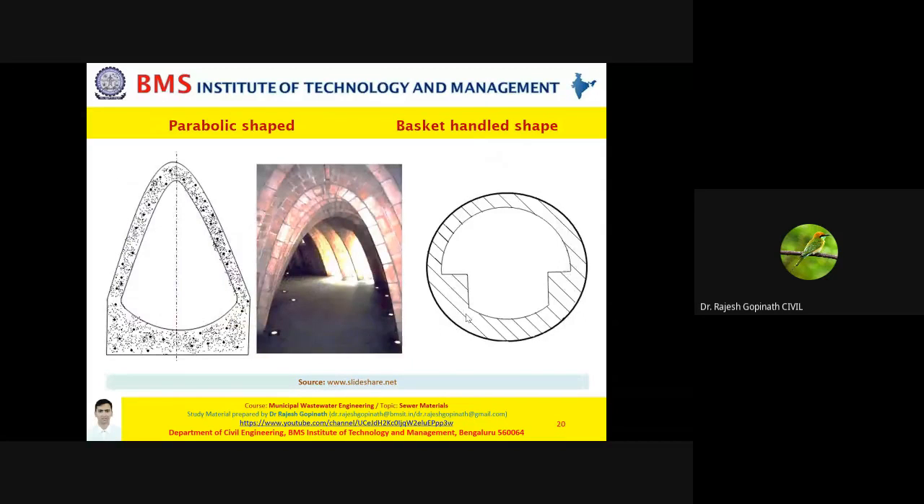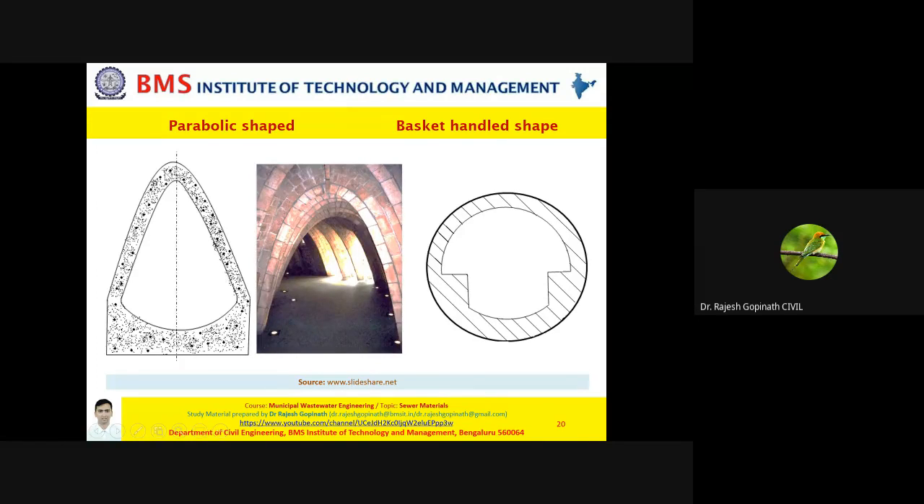Okay, let's move further. Let us look at the left hand images, that is the parabolic shape, before I go for the last one, which is the basket handle shape. So when you talk about your parabolic shape, look at the depiction, look at the shape. Just observe the physical image here and look at the schematics on the left hand side.